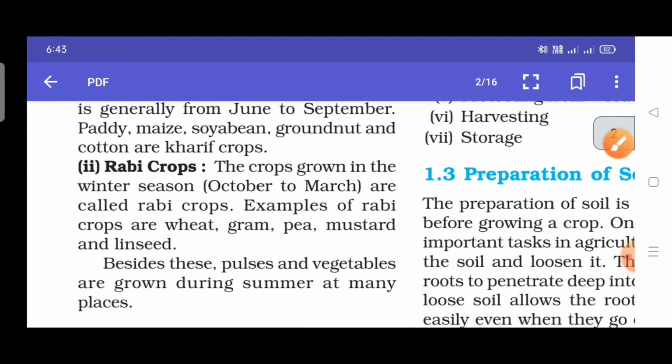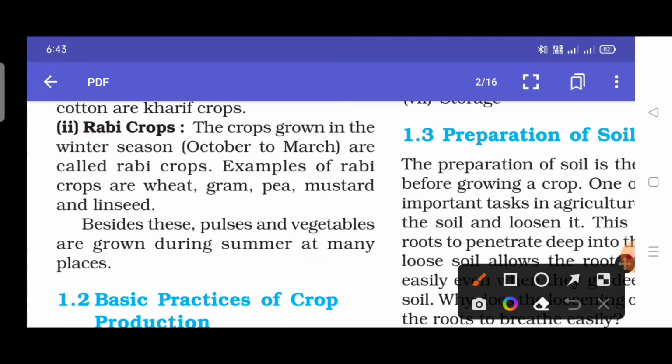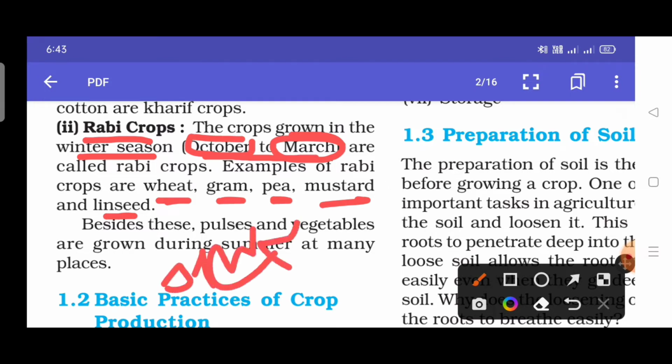Further, second one is rabi crops. The crops grown in the winter season, and the winter season is from October to March. The crops which are sown in October and harvested in March are known as rabi crops. Examples of the rabi crops are wheat, gram, pea, mustard, linseed. Linseed means अलसी.